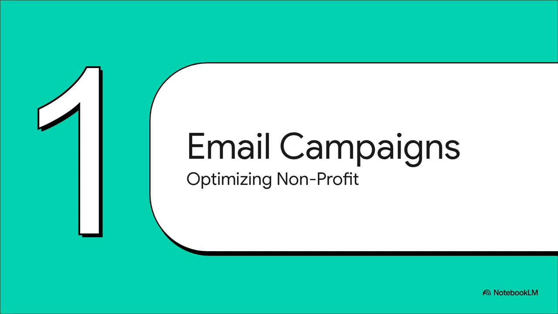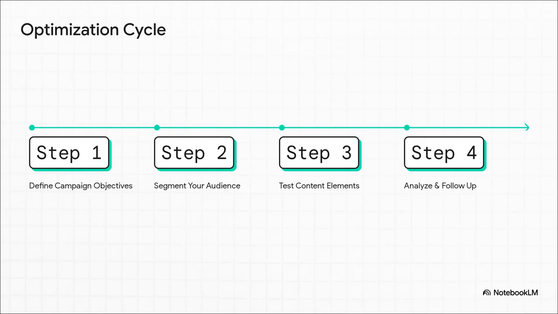Moving right into Section 1, optimizing nonprofit email campaigns. Look, pouring your heart into an email campaign only to get low engagement is so frustrating, right? But optimization is the ultimate fix here. It's not just some marketing buzzword, it's a continuous life cycle. Step 1 is defining your exact objectives, like driving donations or boosting event attendance. Step 2, segment your audience. Step 3, test your content elements. And then step 4 is analyzing that data to follow up. It's a completely dynamic cycle that really maximizes your impact.